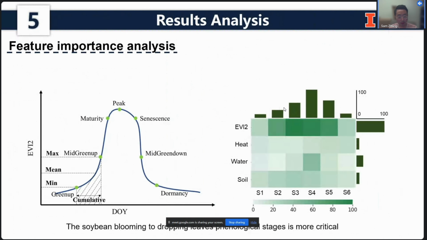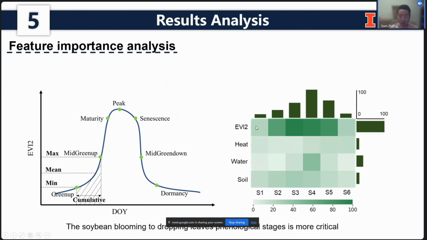And here are some results. First is about the feature importance. If you look at the right figure, there are two dimensions. One is for the different feature groups. Another is for the growth stage. S1 represents stage 1 and S2 is the second stage.